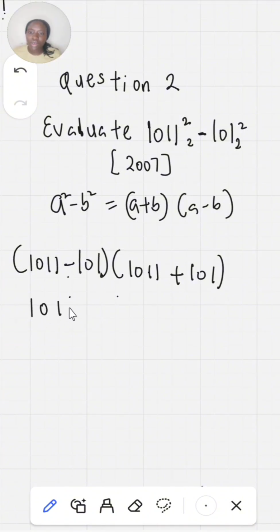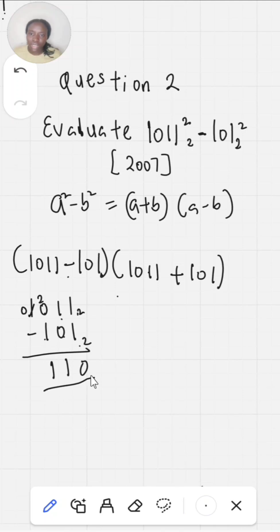So 1011 and 101, all in base 2. 1 minus 1 is 0, 1 minus 0 is 1. Now we're borrowing from here. Remember, I'm borrowing 2. 2 plus 0 is 2, and 2 minus 1 is 1 base 2.